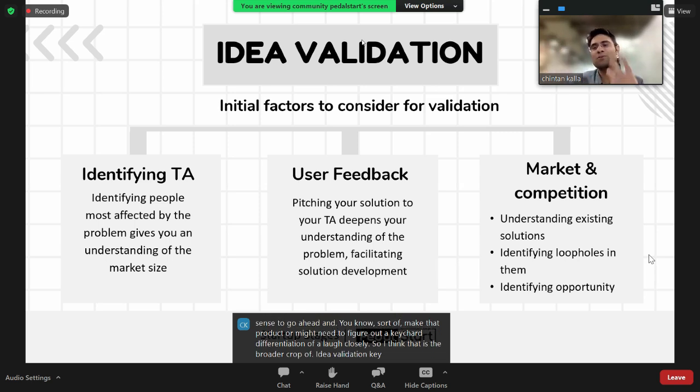How do you go about and validate that idea? Probably this is something which will help you structure this. There are obviously a lot of other things you can do as well, but it's probably one nice way of structuring your idea validation.